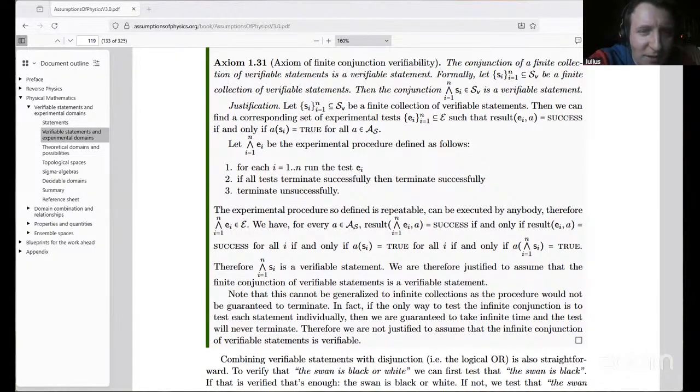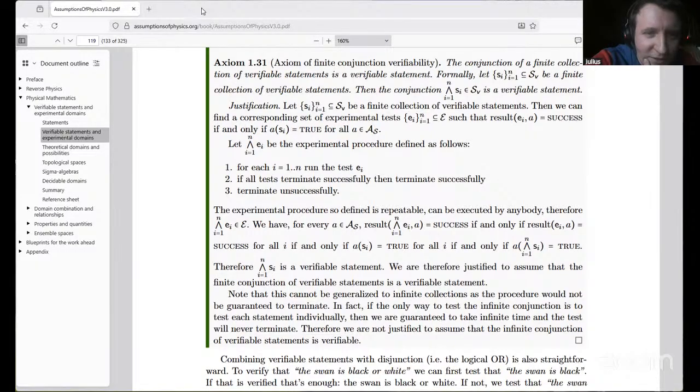Justification. Let the sequence of verifiable statements be a finite collection of verifiable statements. Then we can find the corresponding set of experimental tests, again being a sequence in experimental space, the set of experimental tests (E_i), such that the result of E_i and A is a success if and only if A of S_i is true, for all A in A of S.